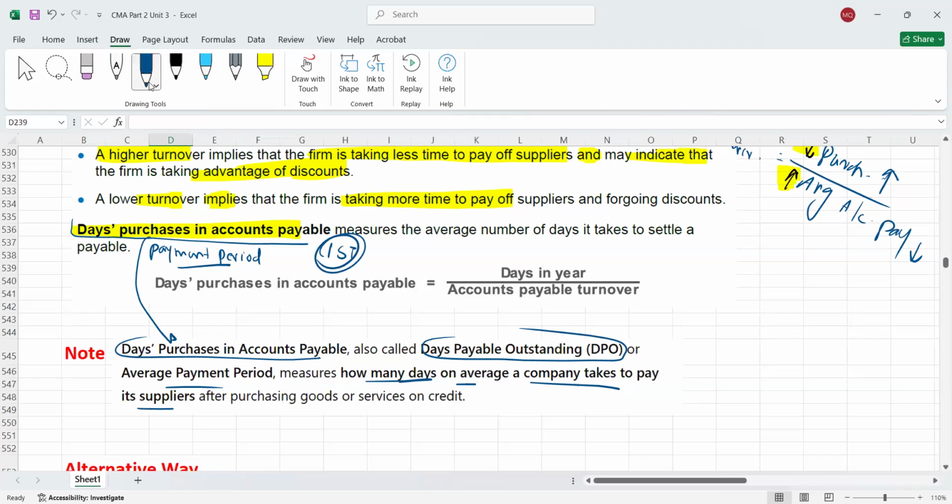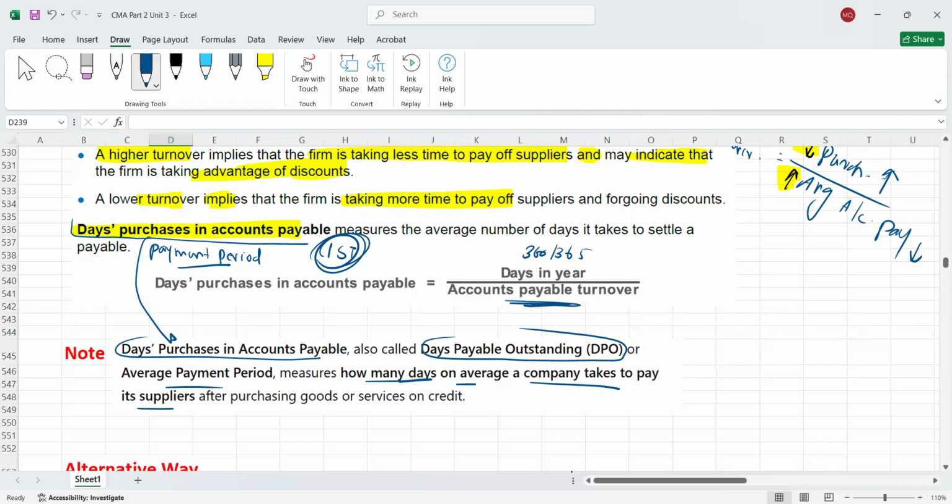The first way is you will take days in a year, which could be 360 or 365. Read the questions very carefully. Divided by average accounts payable. Average, I already told you how you calculate it. Opening accounts payable, meaning last year accounts payable, plus closing accounts payable, meaning current year accounts payable, divided by 2. This is how you will get average. So this will be the first way to find out.